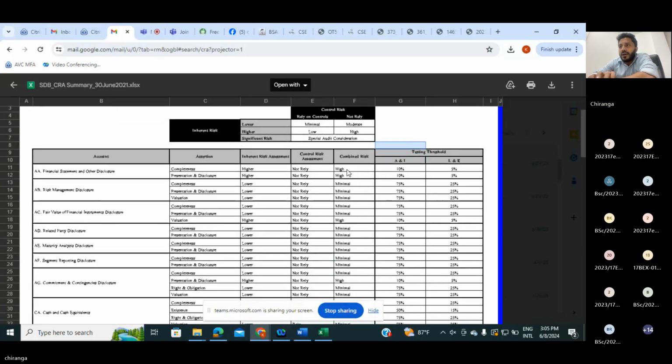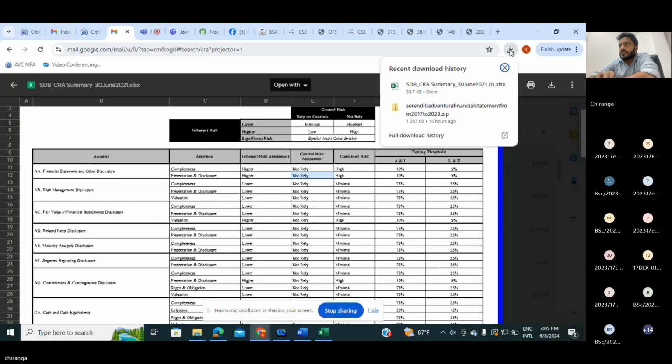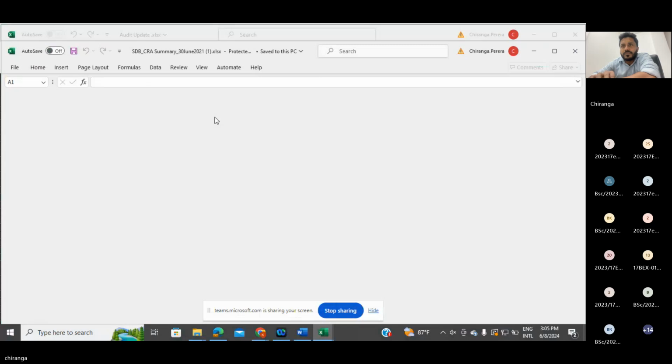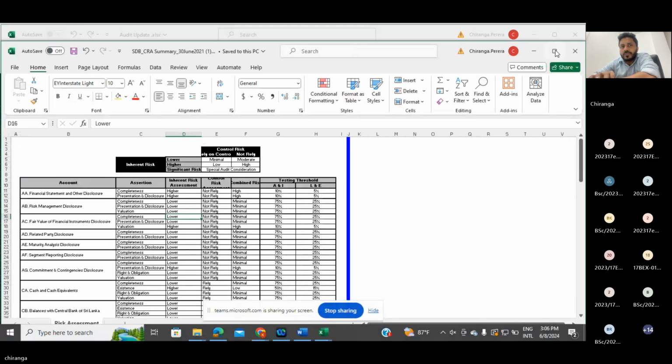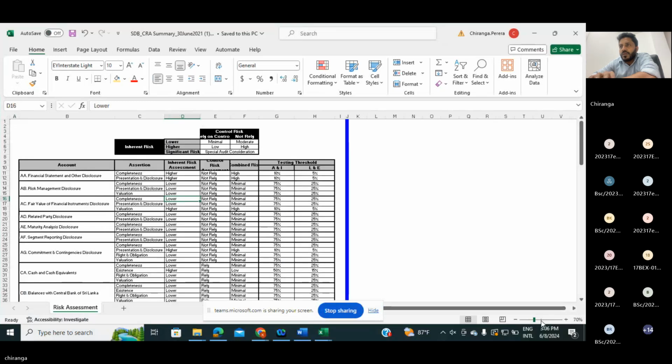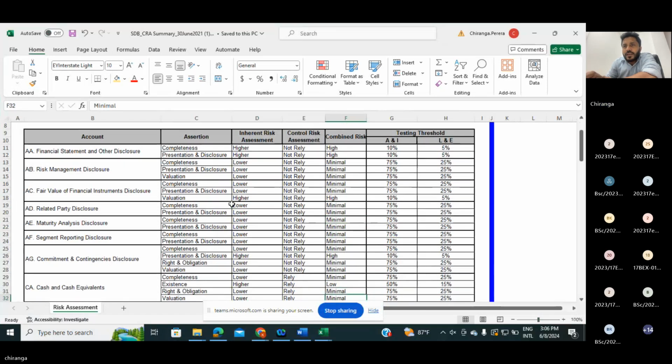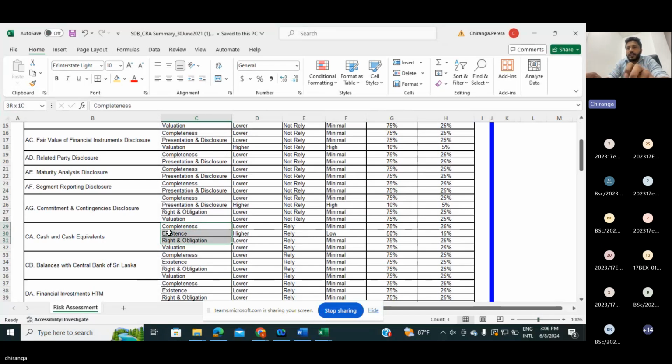So then see, what if you are changing this? We'll download this one. You all can see the screen, right? Think you are changing this area. Let's say cash balance. You all can see the cash balance.